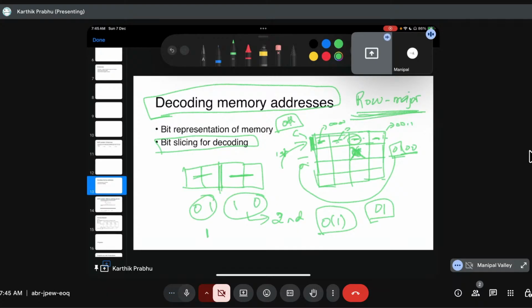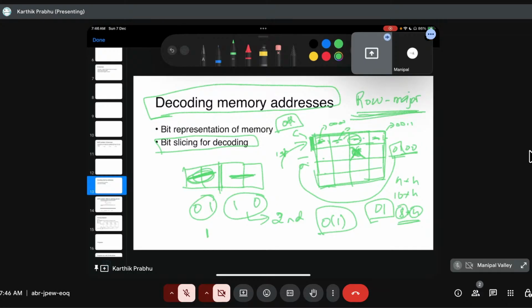So if you know what the array representation is, sometimes it is 4 cross 4, but sometimes it can be 16 cross 4, or 8 cross 4, or anything really. So once you know how many rows and how many columns there are, you can use the bit slicing approach, where the lowest bits will represent the columns, and the upper bits, the most significant bits, will represent the rows.